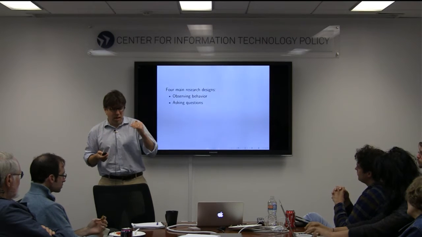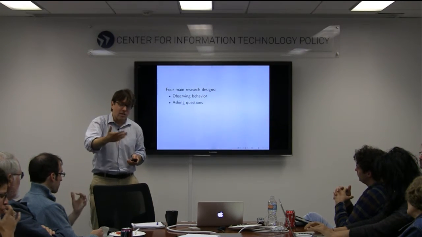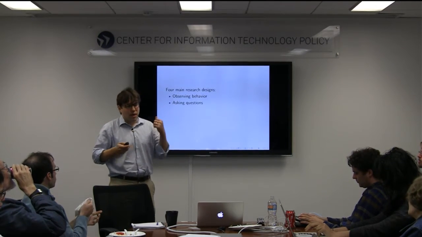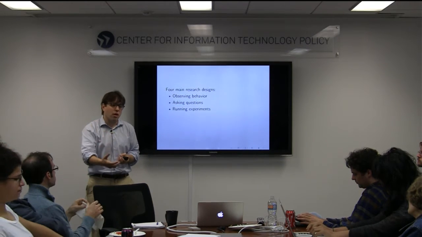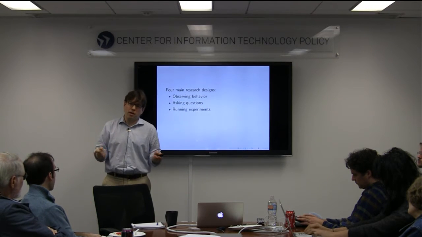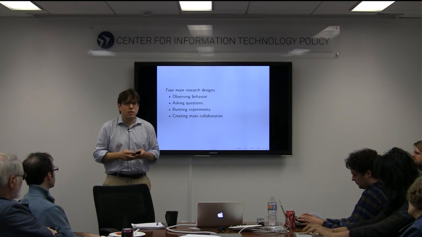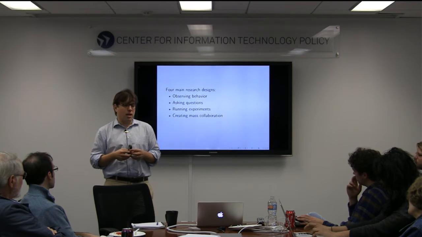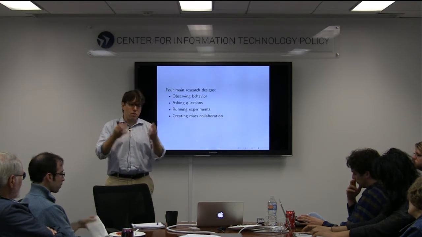Moving down, the next level of interaction is asking people questions. So you intervene in the system in a way to ask people questions. Then researchers could run experiments. Here you have a much stronger kind of intervention where you create some treatment and you randomize people to the treatment. And then finally, you can create a mass collaboration. Here I'm thinking of things like Wikipedia, citizen science, and so on. This requires more control by the researcher over the environment.